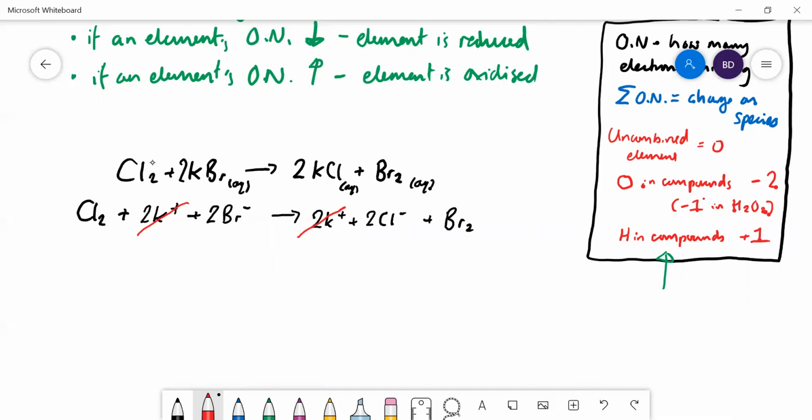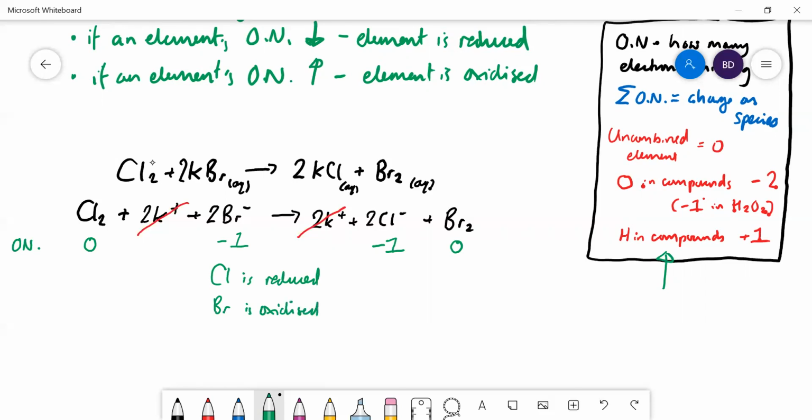So oxidation numbers, doing them in green. Chlorine is an uncombined element, Cl2, so it's 0 there. Whereas the oxidation number of chlorine in the chloride ion, well, it's got 1 electron it shouldn't have, so it's -1. So we can see that the chlorine's oxidation number has gone down, so it's been reduced. Bromine, well, uncombined element there, 0. And here the oxidation number is -1 because it's got 1 electron it shouldn't have. So we can see there quite clearly that the chlorine is reduced and the bromine is oxidized.